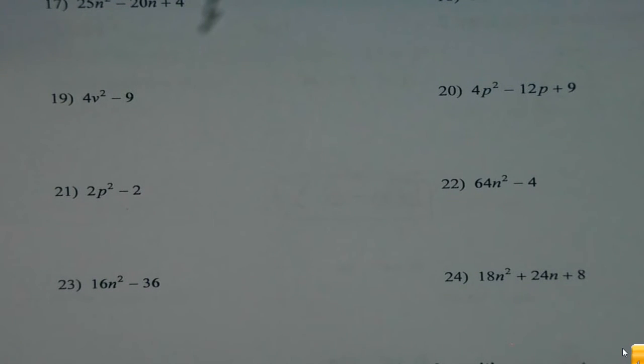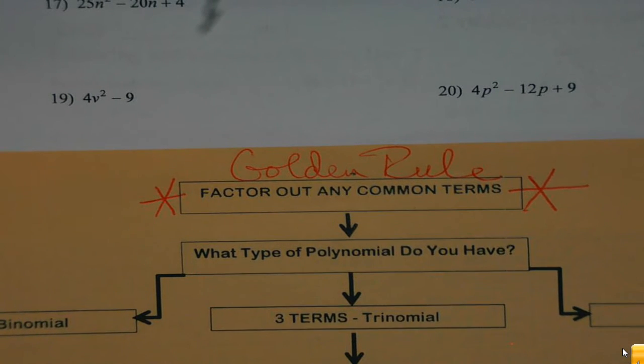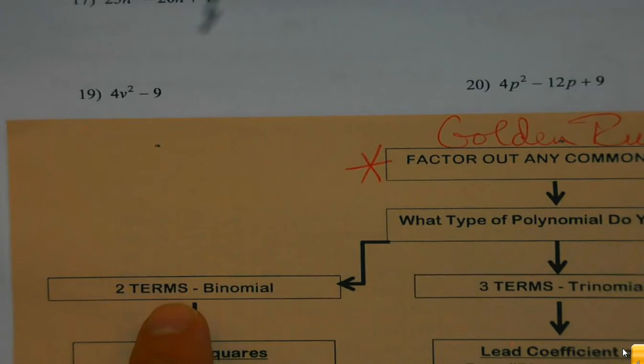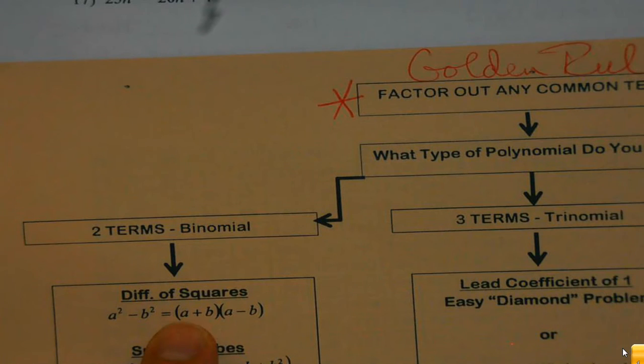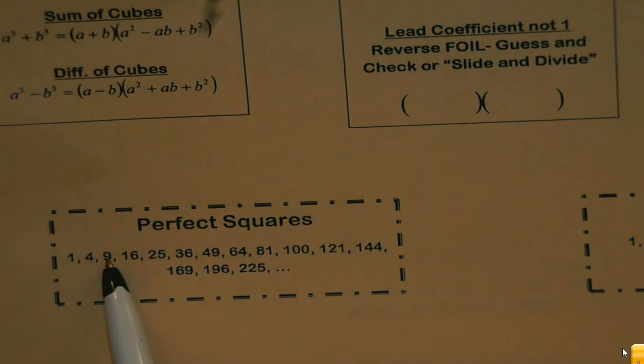Oops, I see something. Okay, so over to the back. We are going to take a look at 2 of these, 19 and 22. So 19, I look and I'm like, first, you know what I'm going to ask? Anything in common? No. But then I start looking down my chart, because I only have 2 terms. So 2 terms, binomial. Is it a difference of squares? 4 and 9. Let's see here. Perfect squares, 4 and 9.